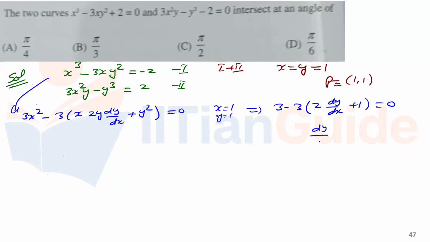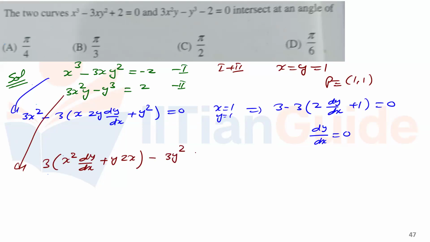dy by dx, the value of dy by dx is 0. Am I right? Yes, sir. Okay, now differentiate the second one. दूसरे वाले को differentiate करिए. So I will get 3x square dy by dx, and after that, plus y, and I will get 2x minus of the 3y square into dy by dx to be 0.